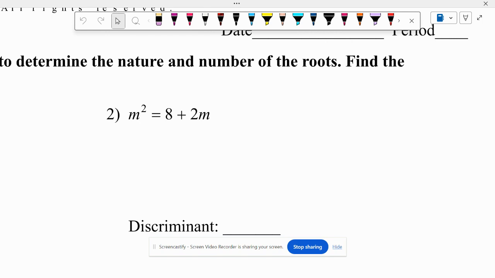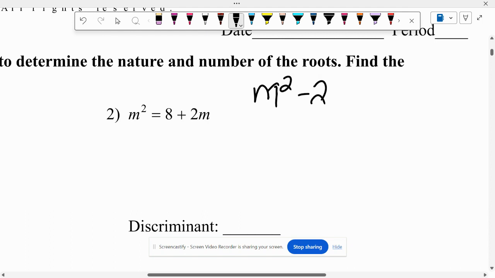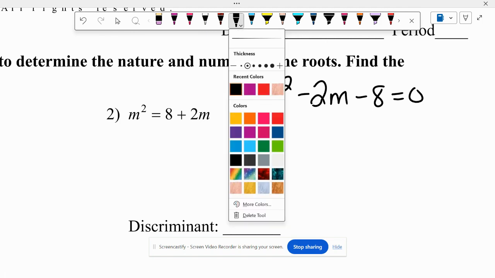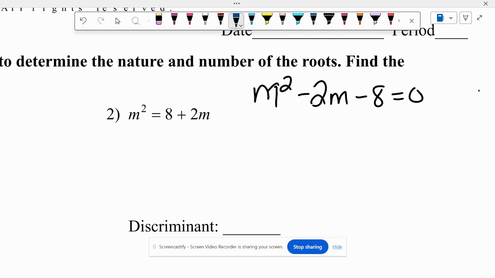I subtract 8 and 2. So when I put this in standard form, I actually have m squared minus 2m minus 8 equals 0. Okay? So b squared minus 4ac. So b squared, that's negative 2 squared.